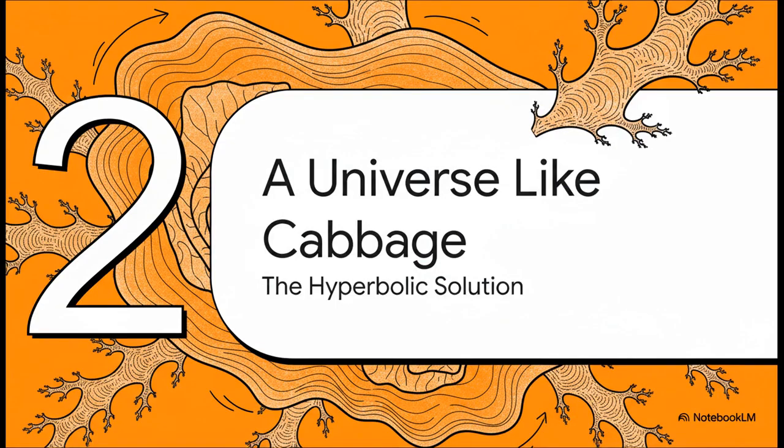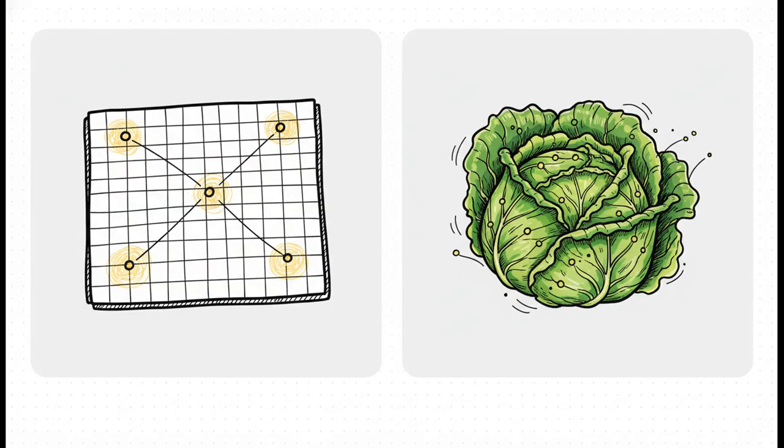But what if we could just change the shape of the universe where all this data lives? What if we could build a container that actually grows just as fast as the information we put inside it? Well, this is where a really fascinating bit of math called hyperbolic geometry comes into play. And here is the solution. On the left, you see our old friend, the flat Euclidean space. But on the right, that's hyperbolic space.